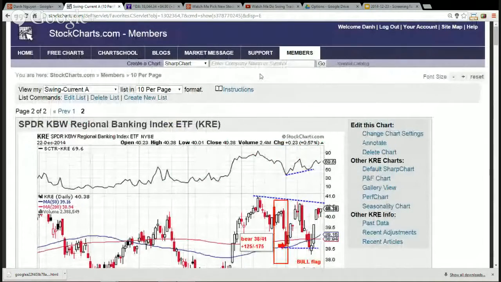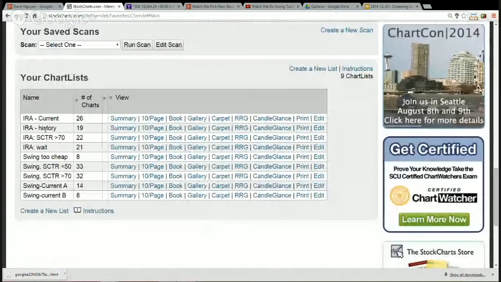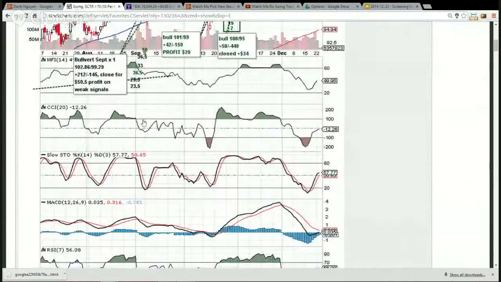What I would do here, I would go to Member first, and then my stock list. You can see my watch lists are here. Yesterday we went over some swing trading trades that I was doing here. Today, let's look for swing trading with SCTR of 70. This means these are the bullish, the strong stocks, because we're going to go bullish. This is my strong stocks watch list. Let's go over the indicators first.